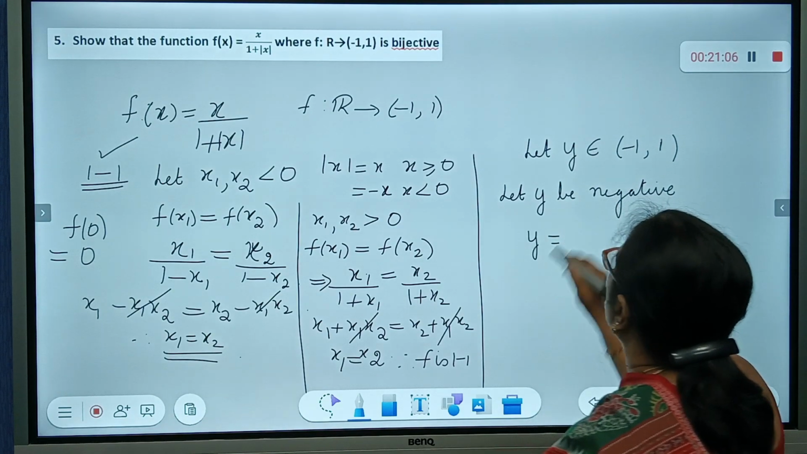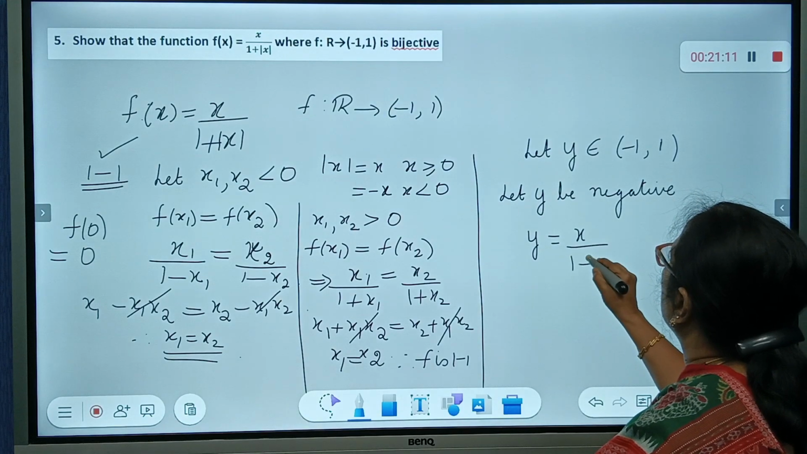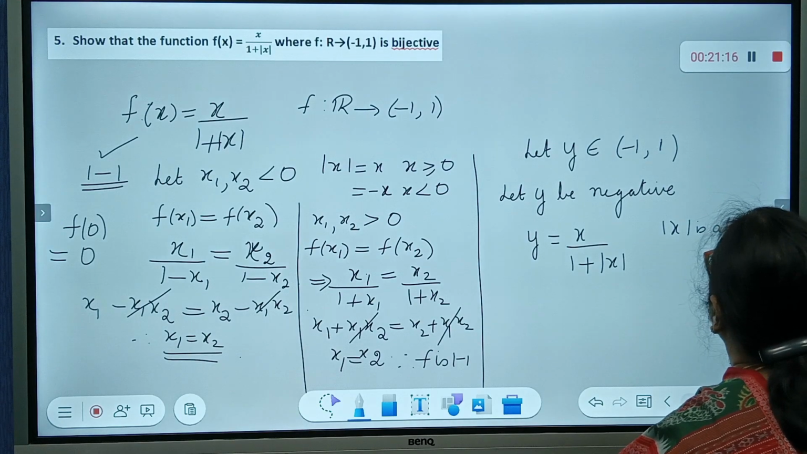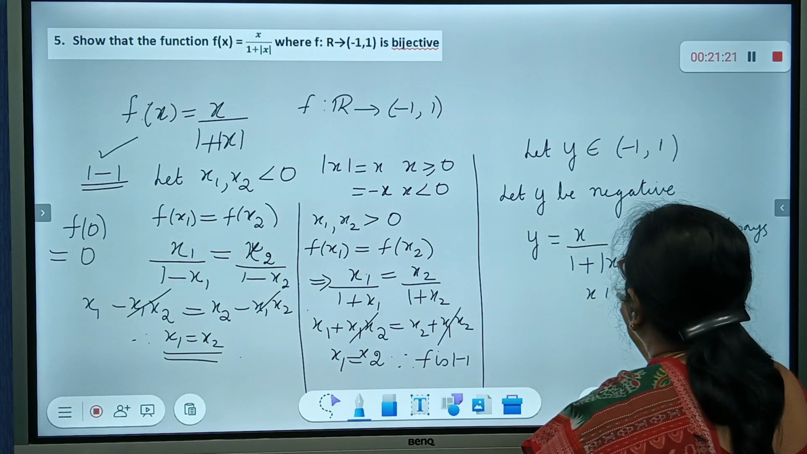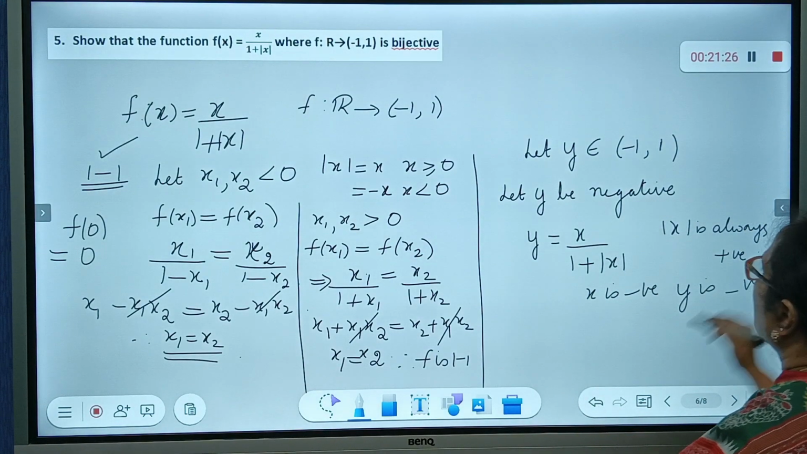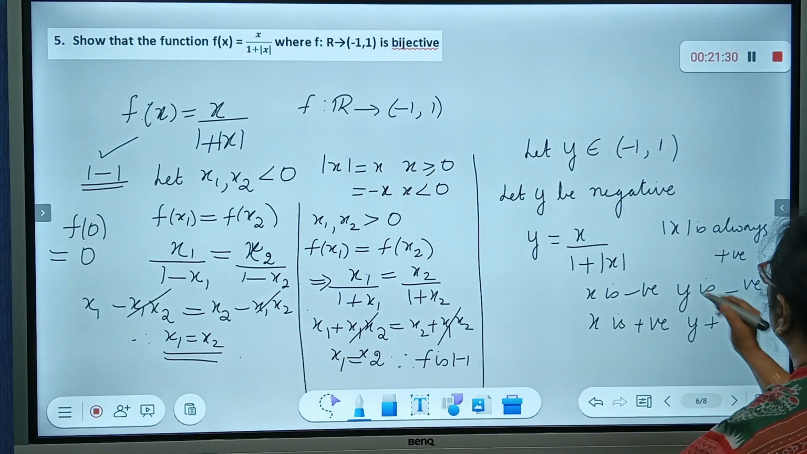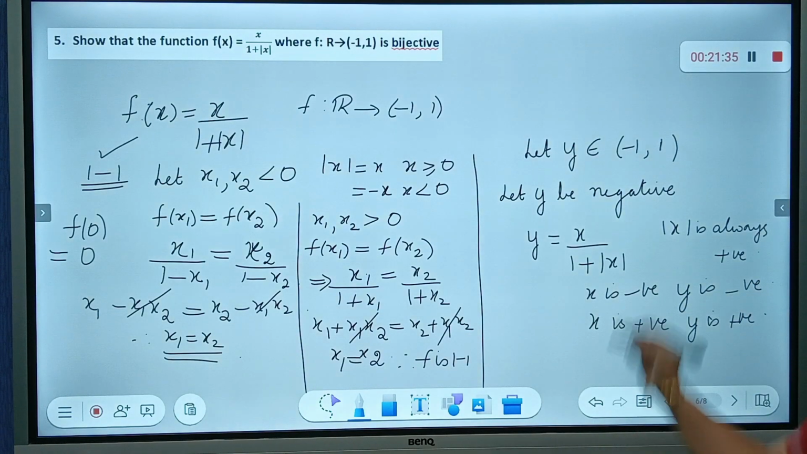y equal to, as you have seen, x by 1 plus mod x. Now mod x is always positive. So if x is negative, y is negative. And if x is positive, y is positive. This is something that you need to understand. Now we also need to express x in terms of y.